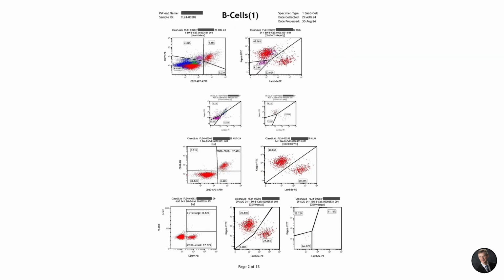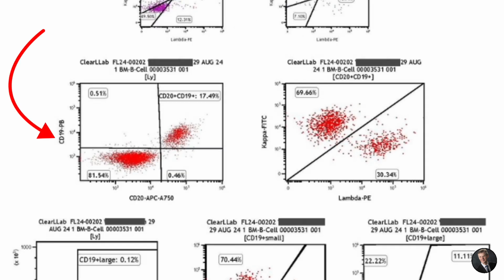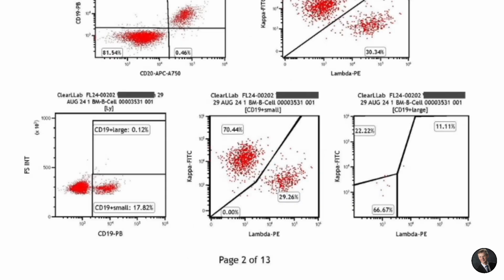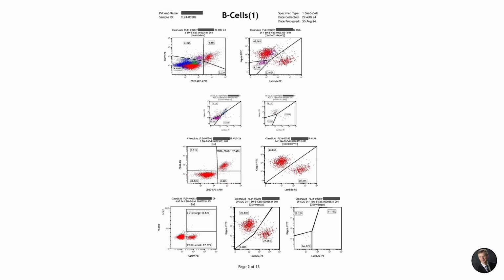The first histogram in the third row isolates the B cells from the total population of lymphocytes, giving a cleaner look of the B cells, and the next kappa versus lambda histogram checks for their clonality. The last row further dissects the B cells based on their size, with the second histogram checking the clonality of the small B cells and the next one, the large B cells.